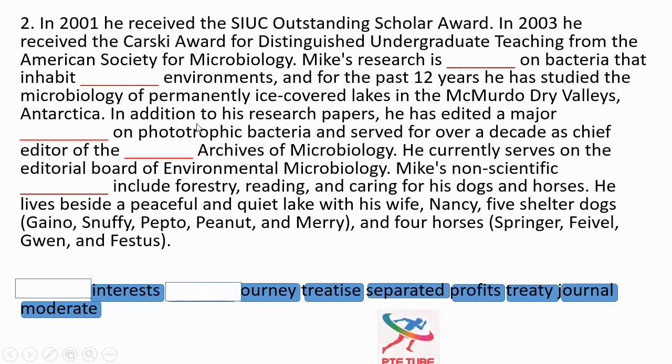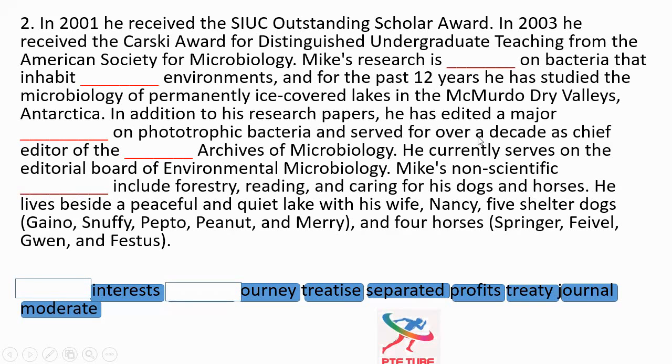We'll move on. He has studied the microbiology of permanently ice-covered lakes in Valley, Antarctica. In addition to his research papers, he has edited a major dash on phototrophic bacteria. We all know the meaning of editing: editing a note, an article, a paper. He has edited what? A paper. Interest, no. Journey, no. Treatise, okay. Separated, no. Profits, no. Treaty, no. Journal and moderate. So what should come over here? It could be treatise, it could be journal. These are situations wherein more than one can fit. In those scenarios, we can leave it blank and move on.